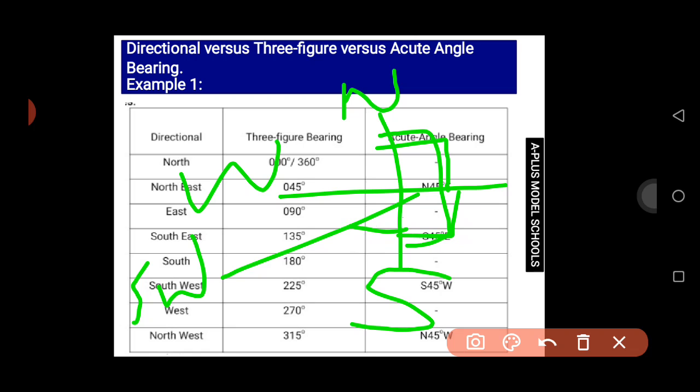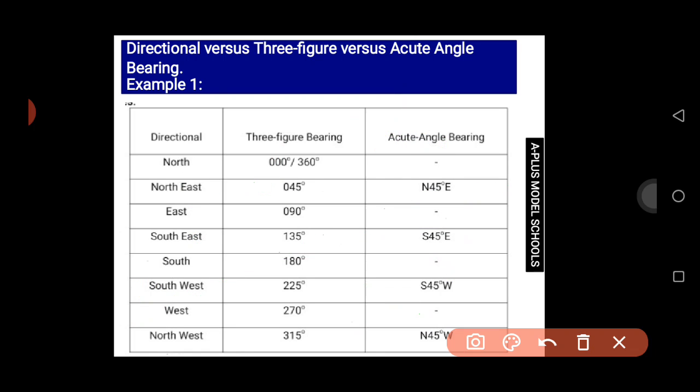This is also the acute angle bearing. That is the angle it makes with what? With the south, which is south 45 degrees west. Then the next one, which is the west, which is falling on west.